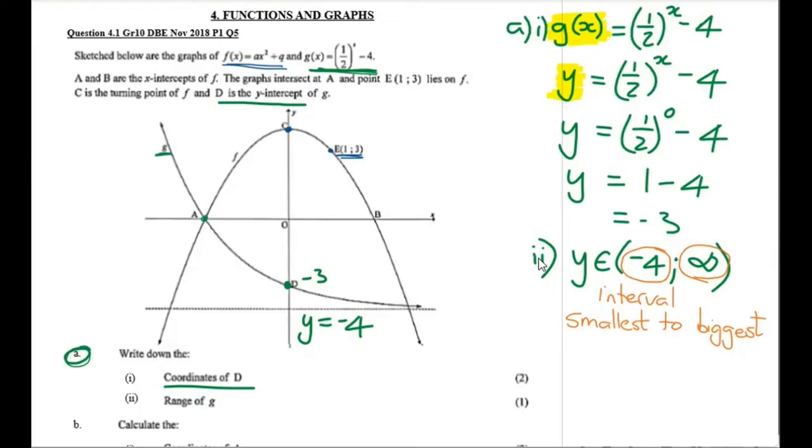So you always write from smallest to biggest. That's why we started at the bottom and we went up to the top. Okay, so the smallest value was -4 going up to infinity. If it had been negative infinity, we would have done it the other way around. Okay, so just be aware of it. If the graph had been going down, if the graph had looked like this orange graph that I've just drawn in, then you would have gone from negative infinity to -4, and you would have done it the other way around.